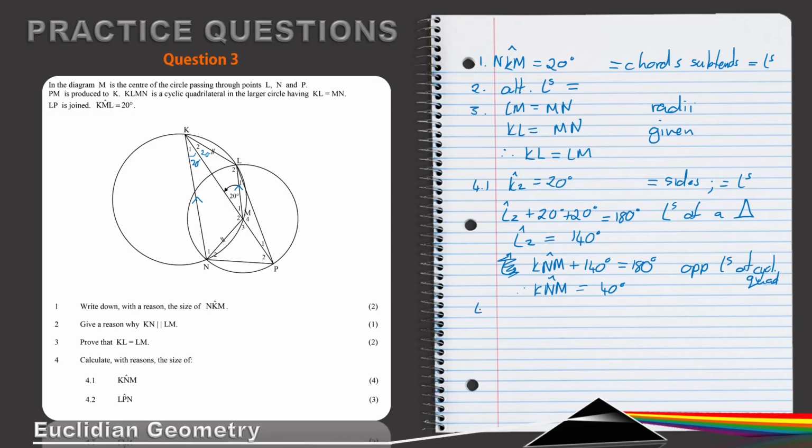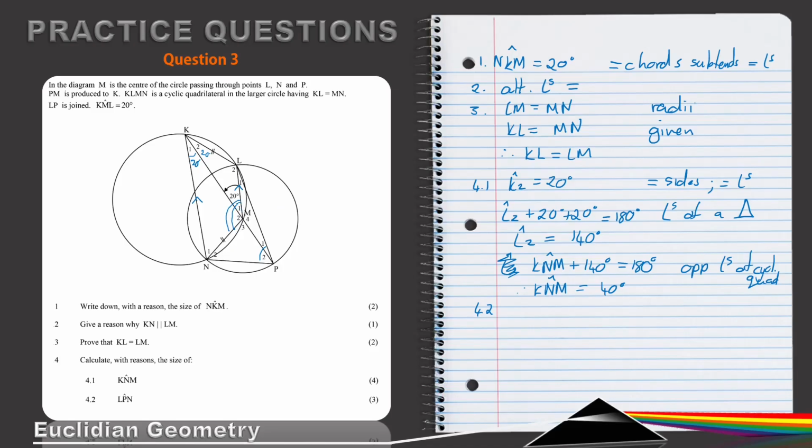Okay, now for 4.2, LPN. So LPN. Now, as we previously stated, this angle over here, these are co-interior angles. Okay, so now that we have this K in M, we can actually find that. And why do we want this angle? If we look at the smaller circle, then we see that LN subtends to the center of the circle and forms this angle over here. And then that same LN subtends to the circumference of the circle and forms this angle that we are looking for.